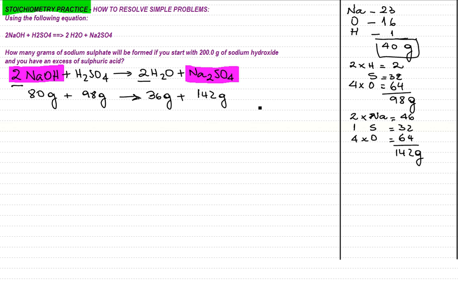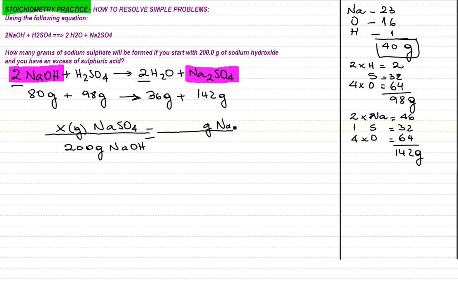Our calculation is basically writing the question in the form of a fraction. In this case, how many grams of sodium sulfate will be obtained with 200 grams of sodium hydroxide. So again, same as always, we put the same units: grams of sodium sulfate here, and here grams of sodium hydroxide.